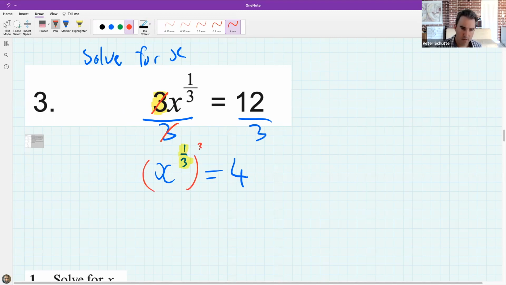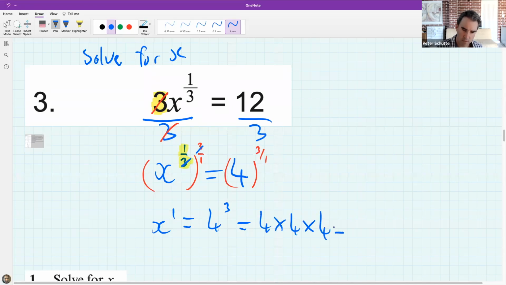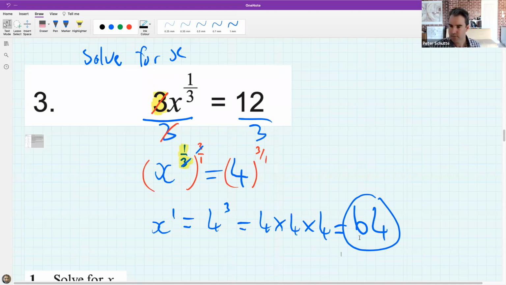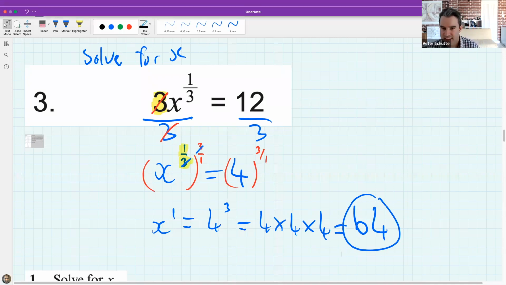I think you raise both sides to that, and then these are going to cancel. And that is that. x is 64.